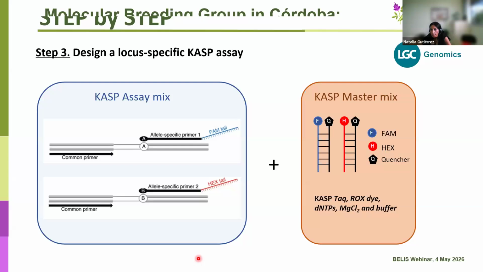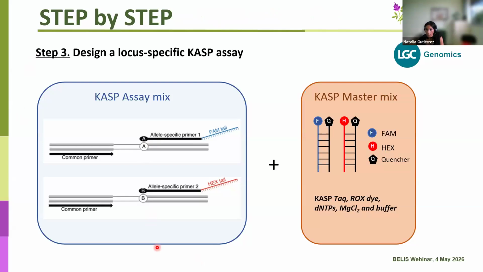The third step is to design a locus-specific KASP assay by the company LGC Genomics. Now, the KASP reaction has two main components. First, the KASP assay mix. This is the part that's specific to your SNP or indel of interest. It includes 3 primers: 1 common primer and 2 allele-specific primers.